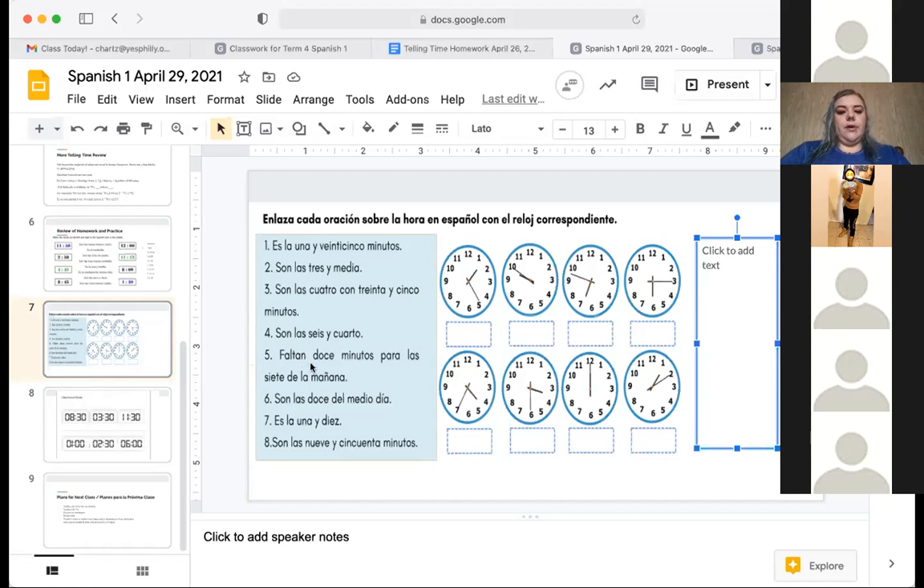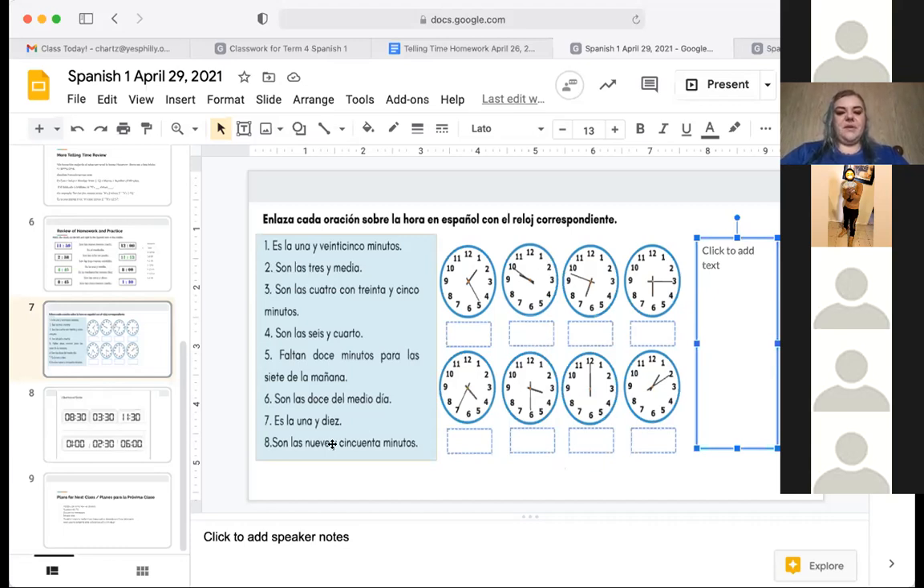Okay, so we're not going to do number five because we didn't really go over what that means and all that other stuff. So for number six, we have son las doce del mediodía. That should actually be one word. I didn't make this. So can anybody tell me what number six means? Son las doce del mediodía. So what does that translate to? That's like 12 in the afternoon, right? Yeah. So which clock is that one? Where your mouse is just at.